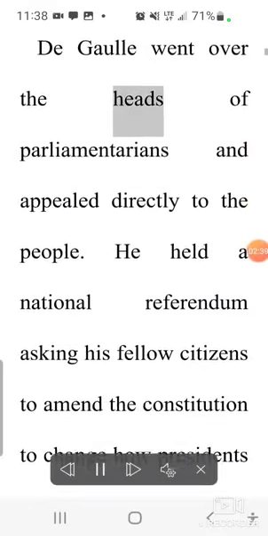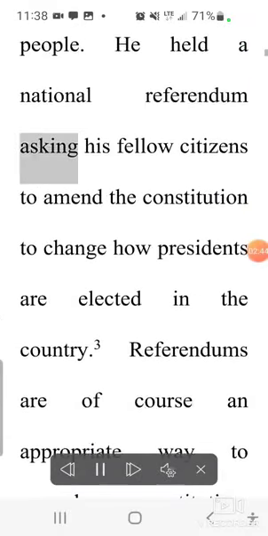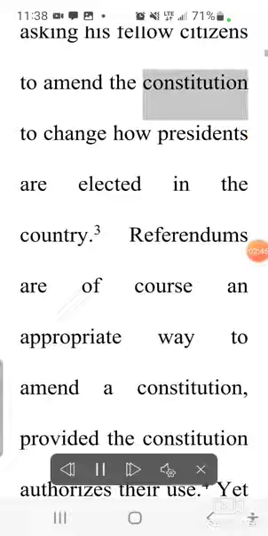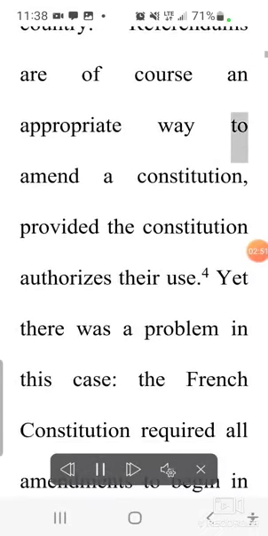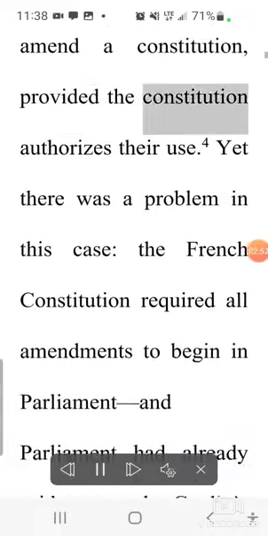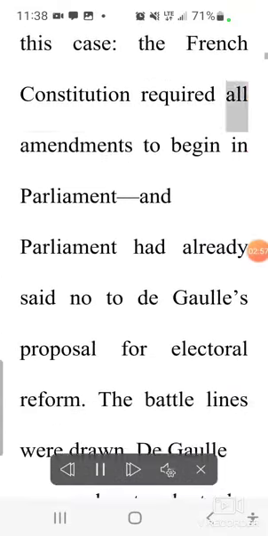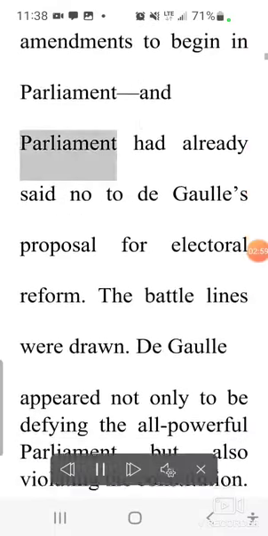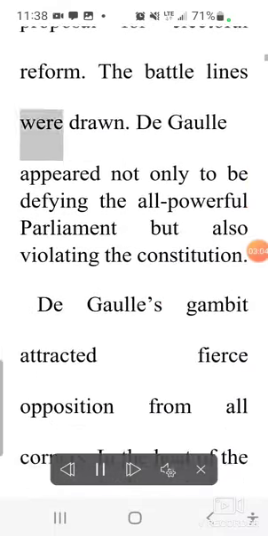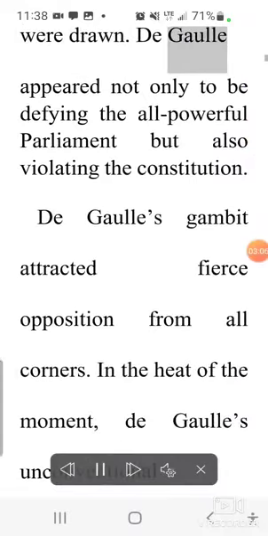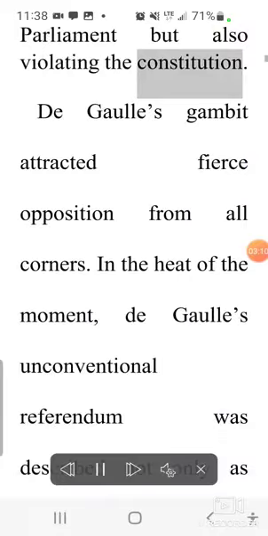De Gaulle went over the heads of parliamentarians and appealed directly to the people. He held a national referendum asking his fellow citizens to amend the constitution to change how presidents are elected in the country. Referendums are of course an appropriate way to amend a constitution, provided the constitution authorizes their use. Yet there was a problem in this case. The French constitution required all amendments to begin in Parliament, and Parliament had already said no to de Gaulle's proposal for electoral reform. The battle lines were drawn. De Gaulle appeared not only to be defying the all-powerful Parliament, but also violating the constitution.